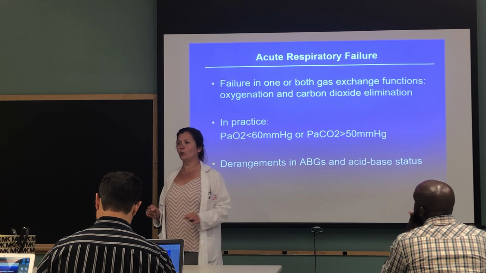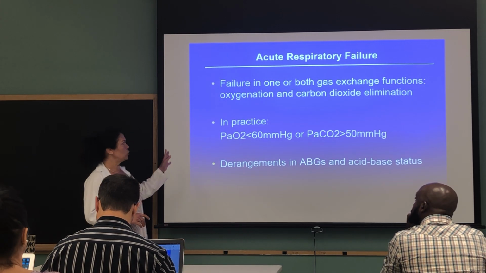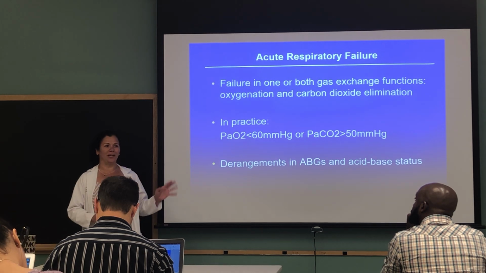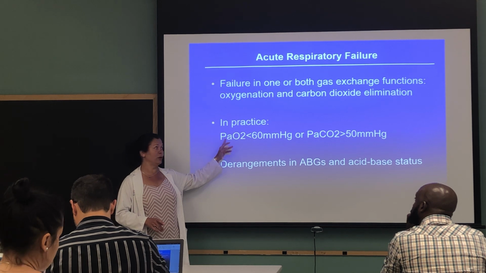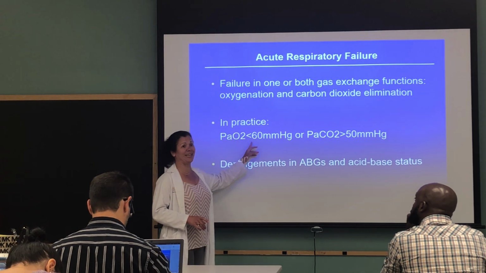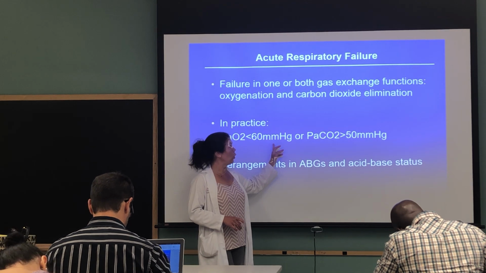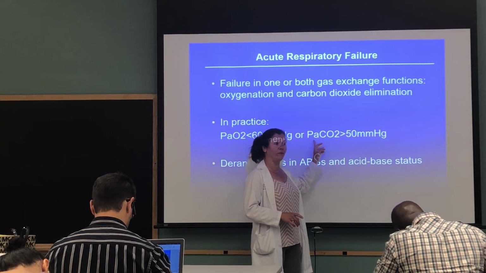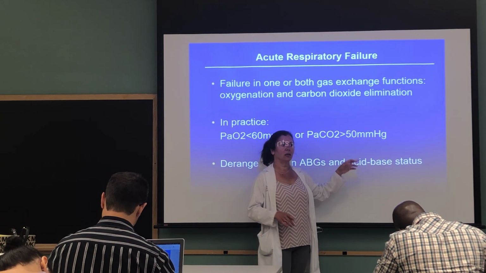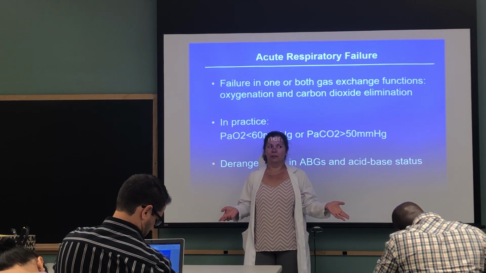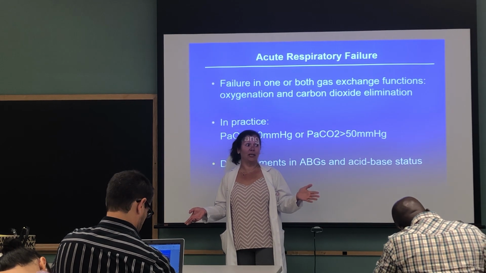Okay? So, by definition, you are in respiratory failure if your partial arterial oxygenation is less than 60, or your partial arterial CO2 is more than 50. So you would say, that's the normal ABG on a patient that has COPD, and it's true.